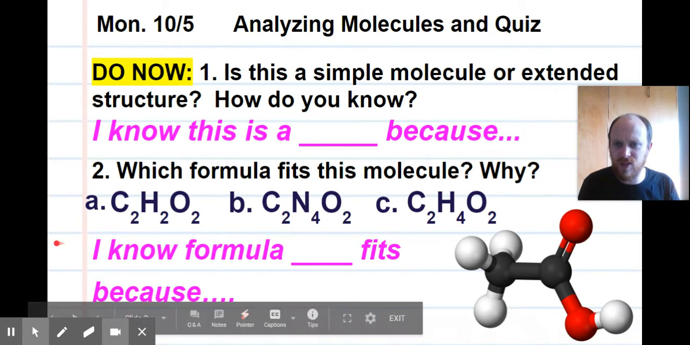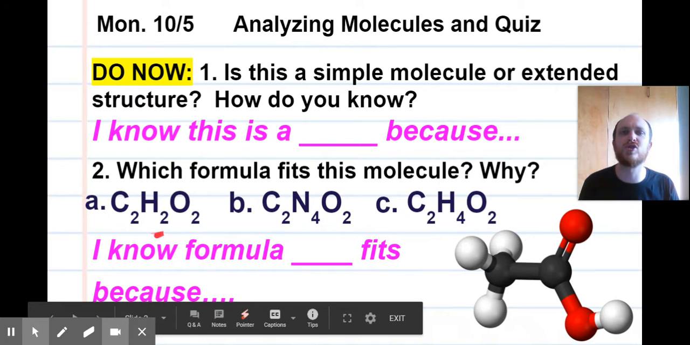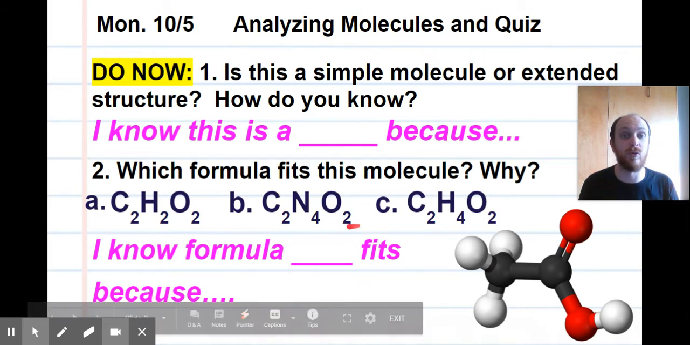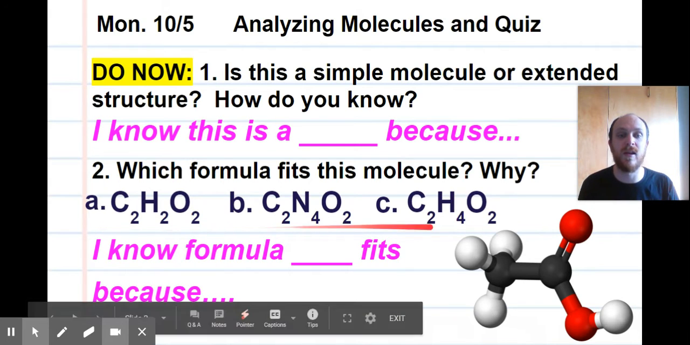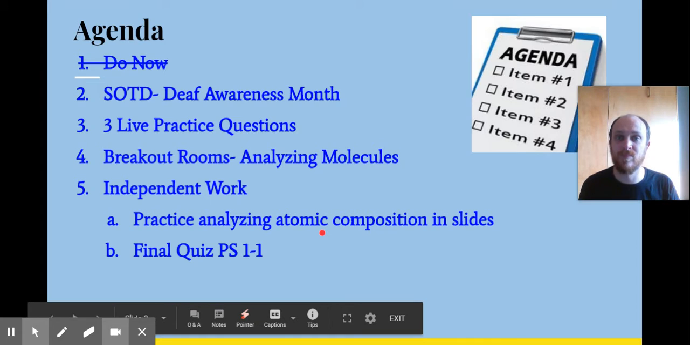And then look at these three formulas: C2H2O2, C2N4O2, C2H4O2. Which of those three fit this molecule? Tell me how you know. So pick one. You can call it A, B, or C, or write out the whole thing. And tell me how you figured that out. Okay, so I'm going to keep going. You can pause me and answer that question.